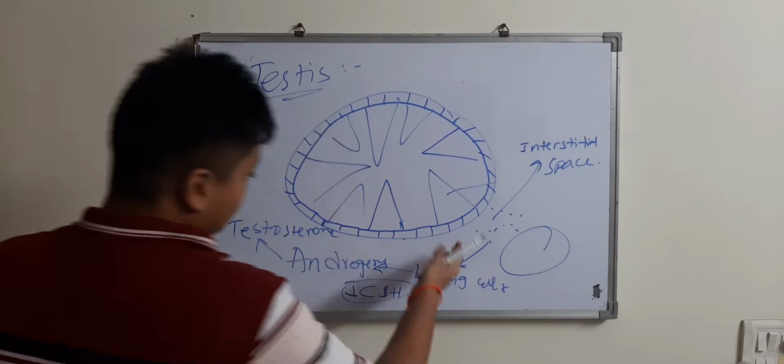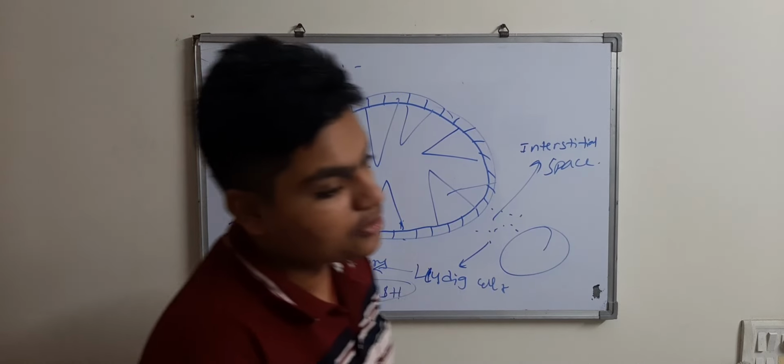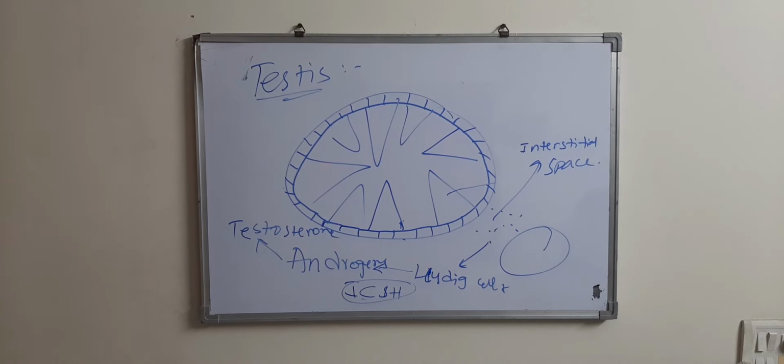Now okay, this is your testis. This is the function of your testis. What is the function of testis? Testis is the site for the production of sperms.